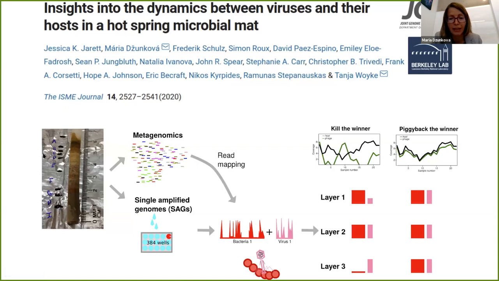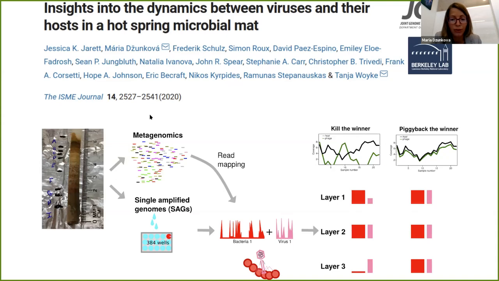Prior to other study, there have been only some laboratory experiments with pairs of biofilm forming bacteria and their phages, but nothing was known about how it works in a real environment full of previously unknown bacteria and archaea. We applied single cell genomics to link phages and their hosts in this Cone Pool microbial mat.